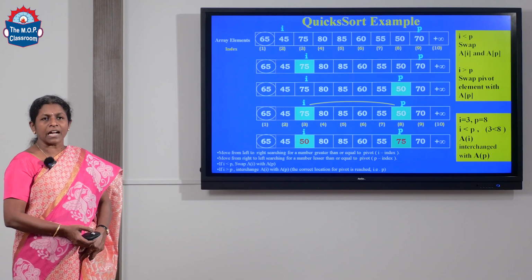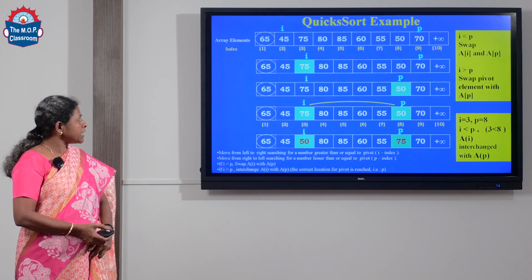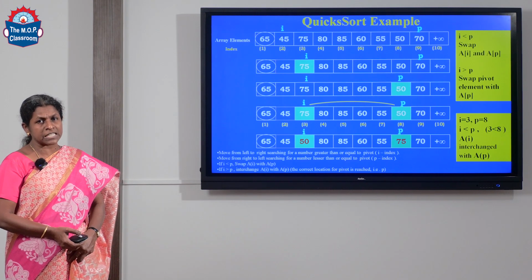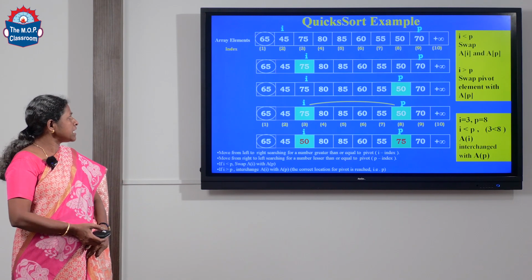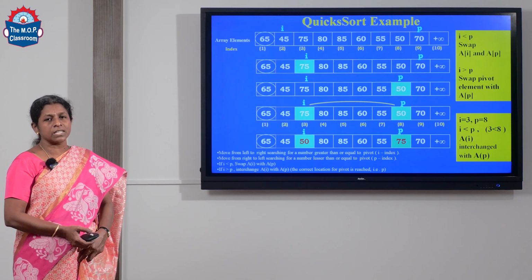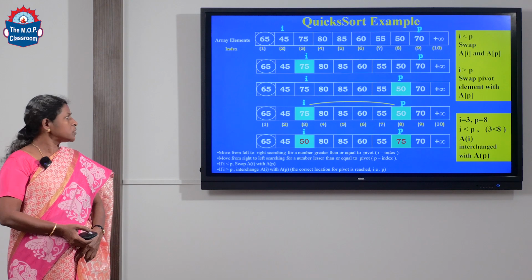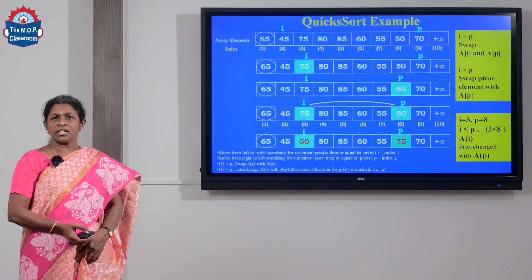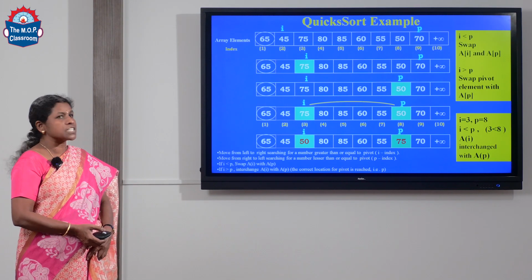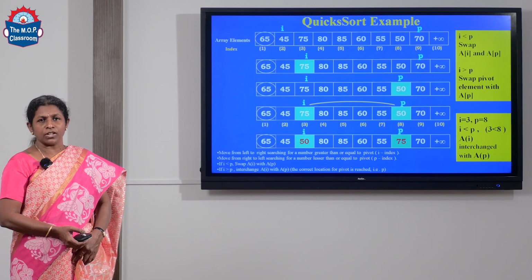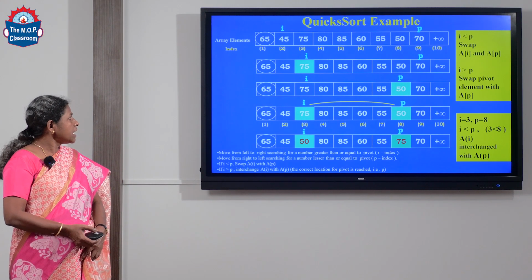Now, I am going to repeat another process. I am going to scan from right to left searching for a number which is less than 65. 70 is not less than 65, whereas 50 is less than 65. So, since I have got a number lesser than 65, I am going to stop there. What is the position of 50? It is 8. So, P is assigned the value 8. So, I is 3, P is 8.